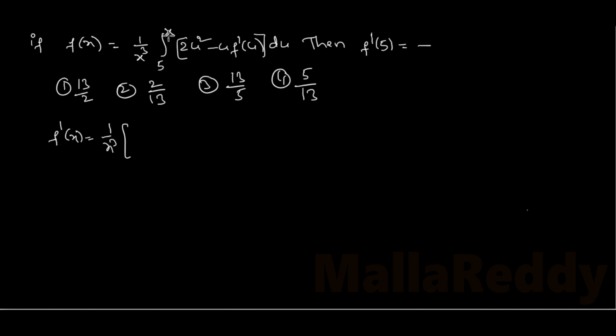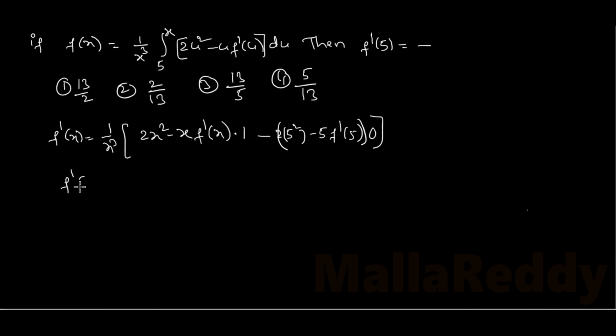into, applying Leibniz rule, substituting x in this function, that is 2x square minus x into f dash x into the derivative of x, which is 1, substituting 5 in this equation, 2 into 5 square minus 5 into f dash of 5 into the derivative of 5, which is 0. So f dash x is equal to 1 by x cube into 2x square minus x into f dash x.